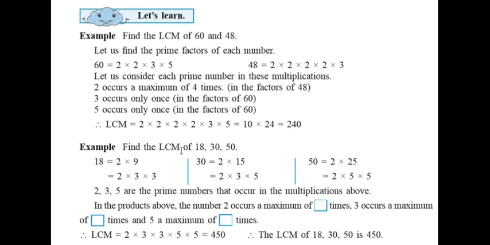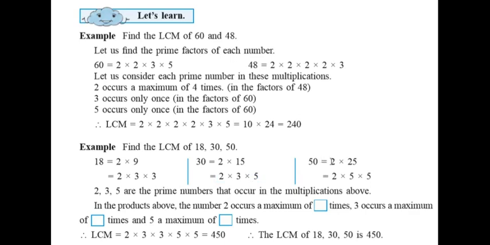Now the next number is 30. So it comes in the 2 table. 2 how much are 30? 2 15s are 30. So we are going to write 2 into 15. Next, this 2 we write as it is down. 15 will come in the 3 table. 3 is a prime number, so we are going to use it. 3 5s are 15. So the factors of 30 are 2 multiplied by 3 multiplied by 5.